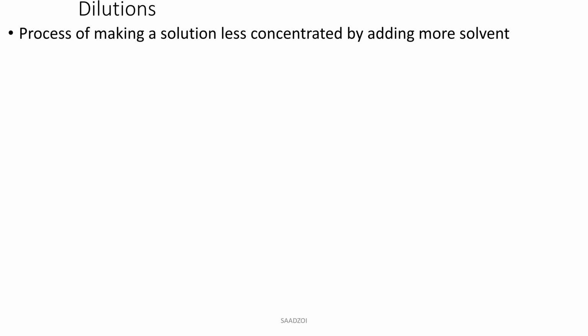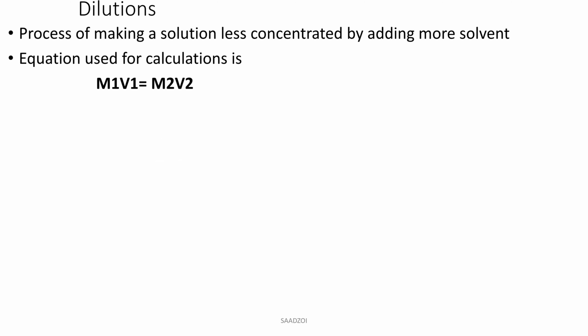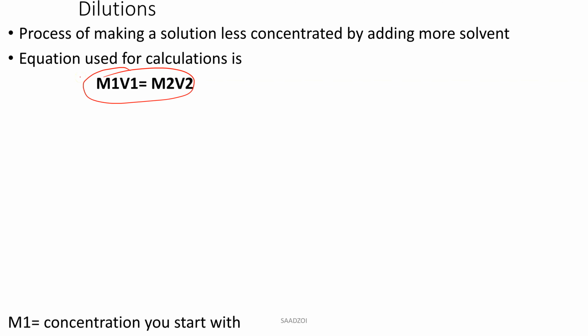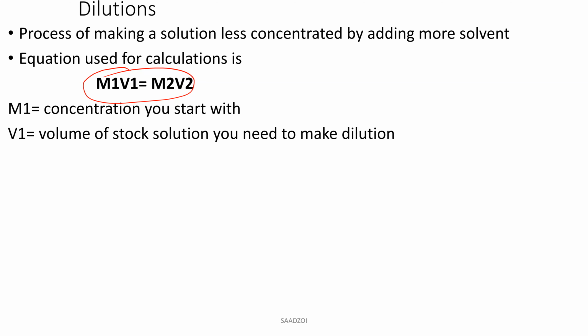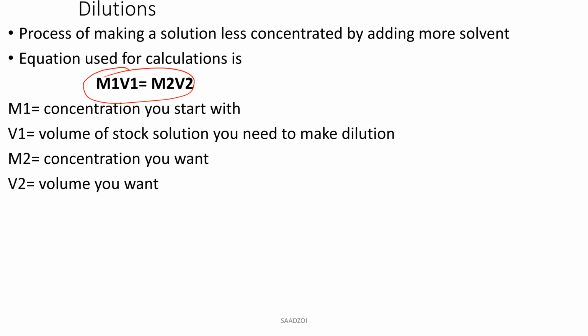Dilutions: the process of making a solution less concentrated by adding more solvent, adding more water to water it down. Here's your formula for molarity. M1 is the concentration you start with. V1 is whatever you're given initially. M2 is the concentration you want, what you're looking for. And V2 is the volume you want.